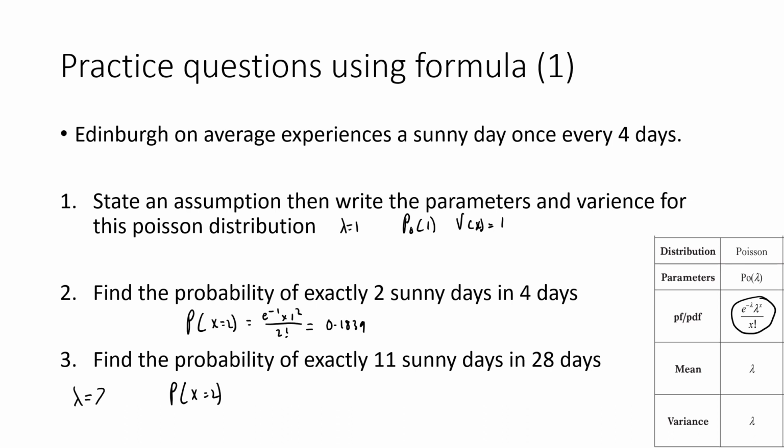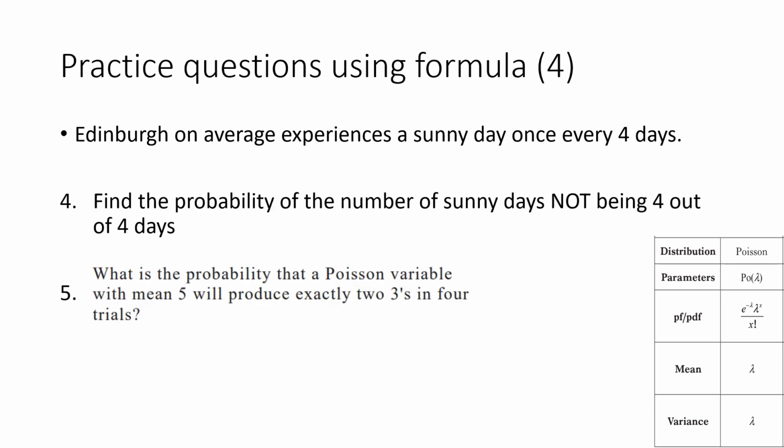Probability of x equaling 11 is equal to e to the negative 7, because it's 7 now, not 1, times 7 to the power of 11 over 11 factorial. And that gives us 0.0452. Now let's try some trickier questions.